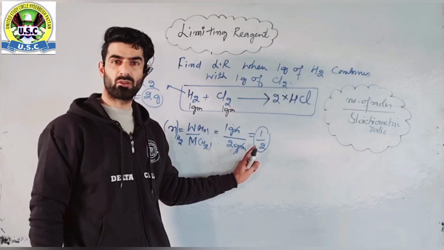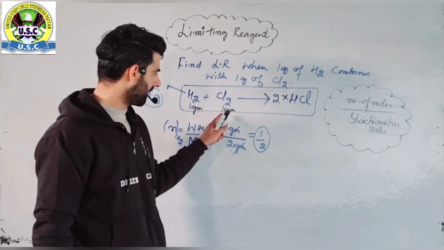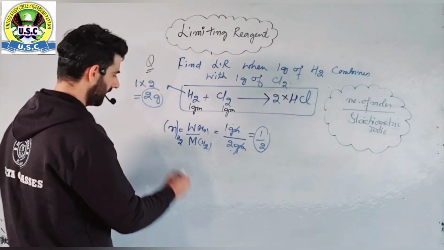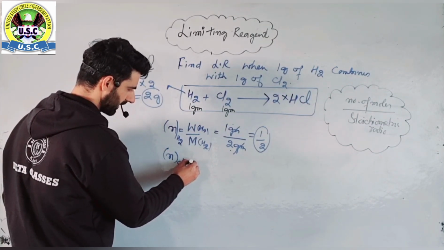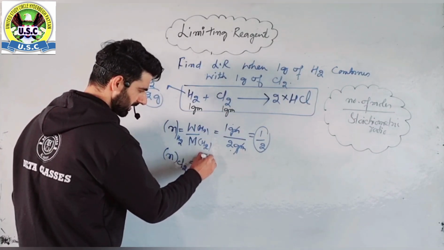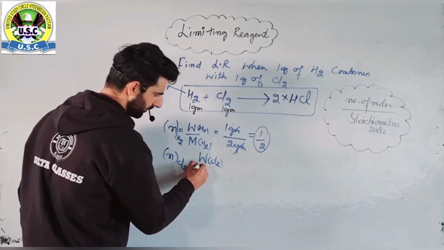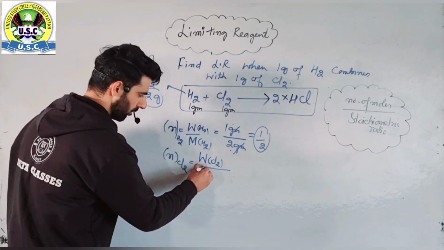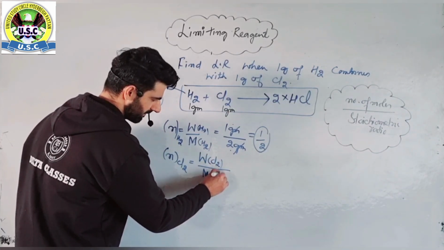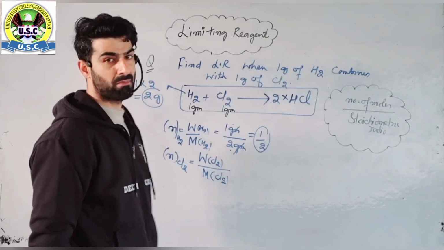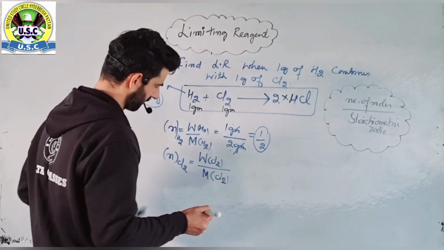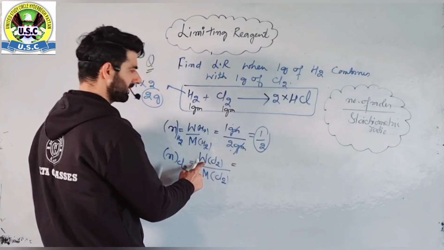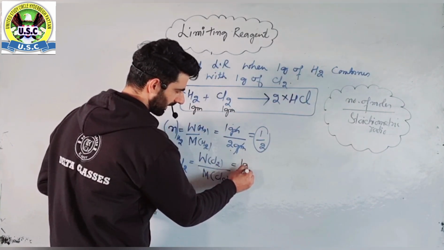Next, what we have to calculate is the number of moles for Cl2. The number of moles for Cl2 is equal to the given mass of Cl2 divided by the molar mass of Cl2. You also need to remember the molar mass of chlorine in order to find the number of moles. The given mass of Cl2 is 1 gram again.